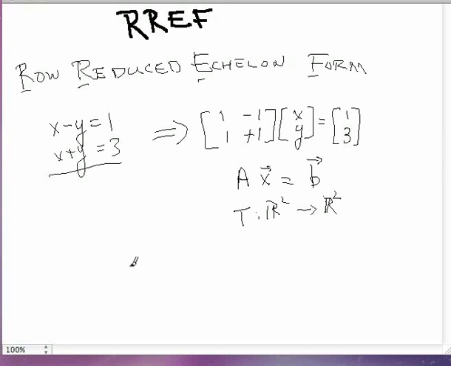So one way to solve that was to find the inverse, right? If this was a nice transformation that had an inverse, then that told us that we could find the vector in the domain space as the inverse of the vector in the range space.